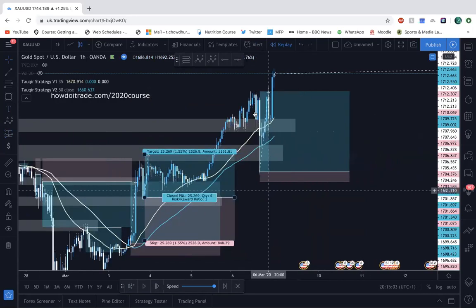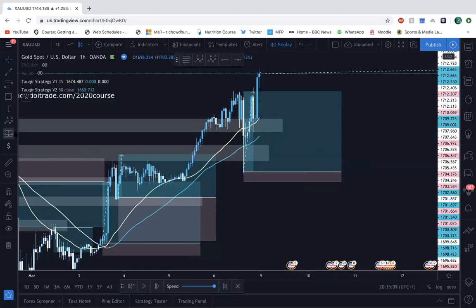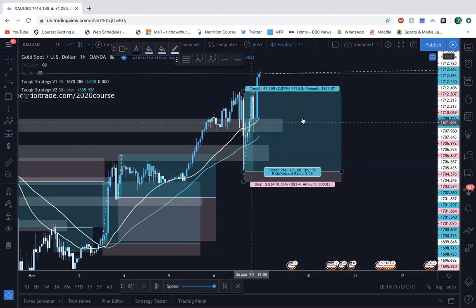Now check this out, after the market broke that area, it gives you the opportunity as it came down for the retest to enter in a second position and then ride the move up yet again.